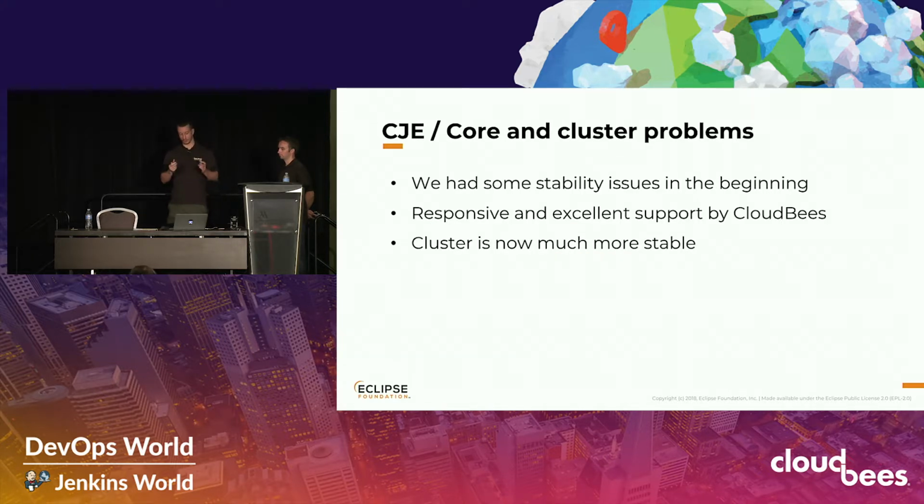Apart from those configuration issues, obviously we are still quite new to the whole Kubernetes and cluster environment, and we're learning every day. We had some stability issues in the beginning, but thanks to the great support from CloudBees, which was really responsive and really excellent, we were able to improve that situation, and now our cluster is much more stable. We are looking forward to what will happen when the projects run their builds on it, and when we see the thing actually starting to fly.